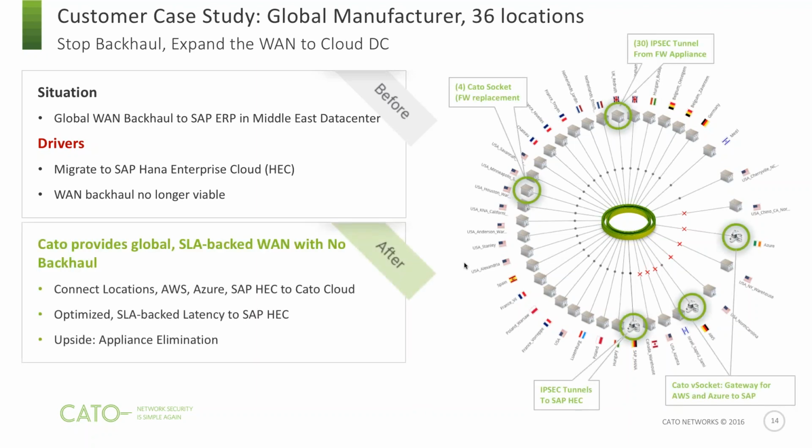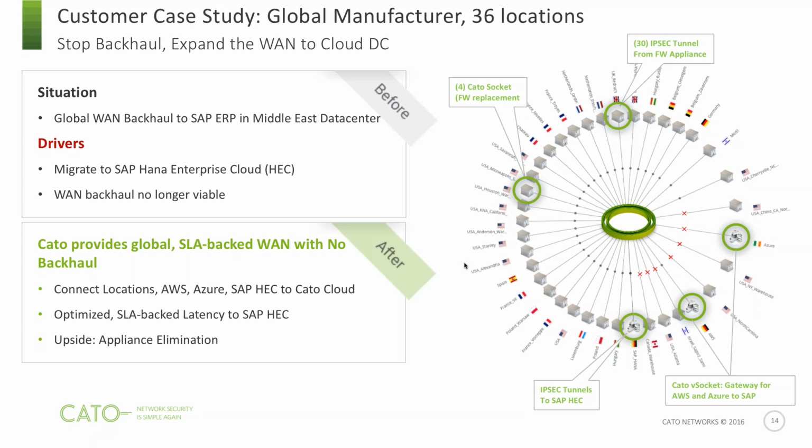So the customer came to us, and what we basically did is we connected all of their locations into the Cato cloud, of course, across multiple points of presence, depending on where the sites are located. We connected physical locations. Each one of these locations had a Checkpoint firewall, so the connectivity mode was to use an IPsec tunnel to connect to the Cato cloud. We also connected several cloud data centers, Azure data center, AWS data center, and also the SAP HANA instance into the Cato cloud. And now the customer has an optimized SLA-backed latency to SAP HANA from anywhere in the world.